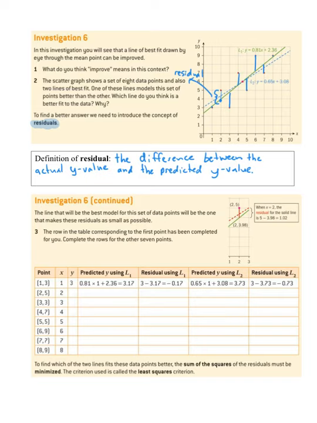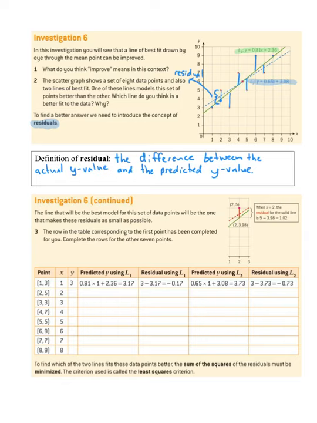What I'm going to ask you to do is going to take a few minutes. We're going to look at these two lines, the green line and the blue dash line, and we have two different equations for them. Here's the green line, line 1: y equals 0.81x plus 2.36. The blue line, line 2: y equals 0.65x plus 3.08.